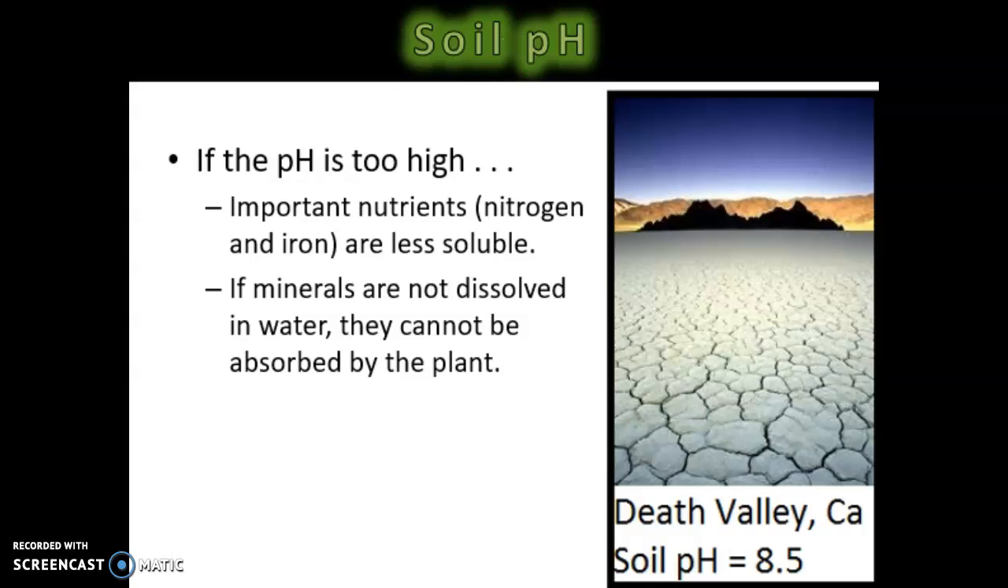Fortunately, there are always ways to correct your soil pH. In a soil like this, we could lower the pH by adding sulfur to it. Or if the pH is too low, we could always raise the pH by adding something called lime, and that brings it up to the appropriate level.